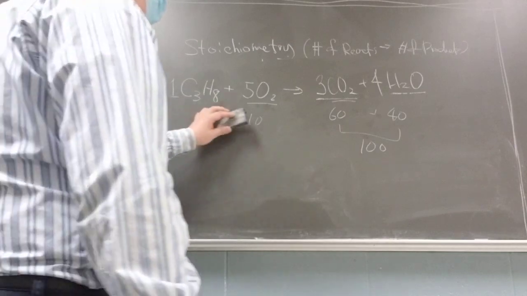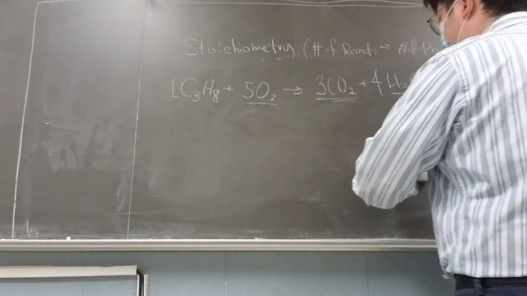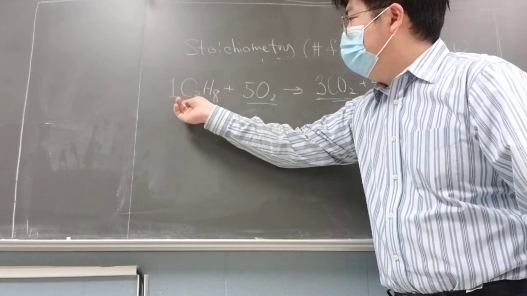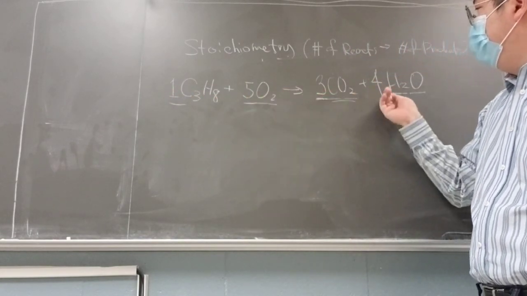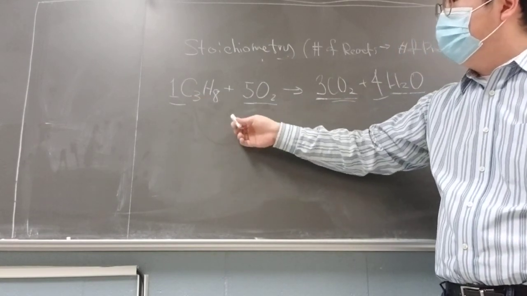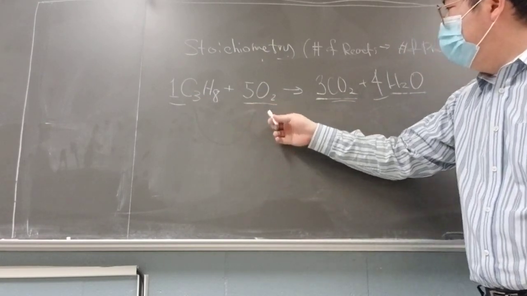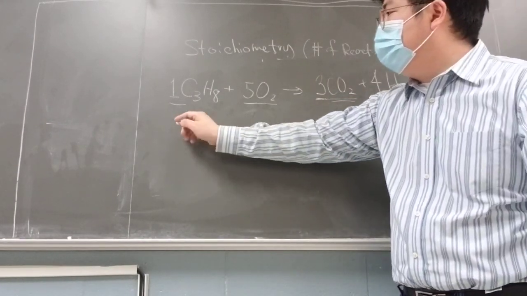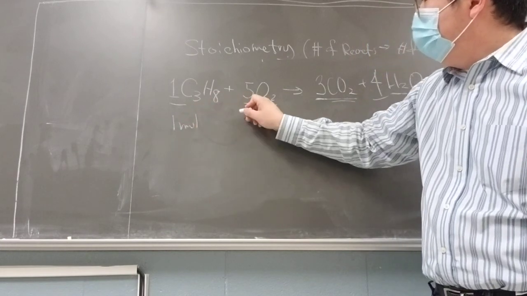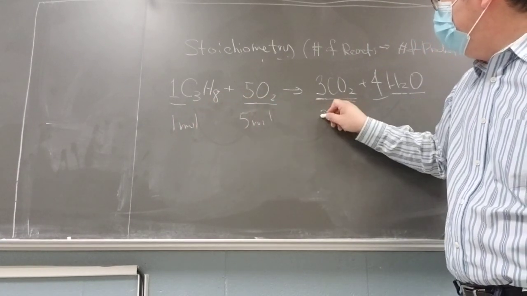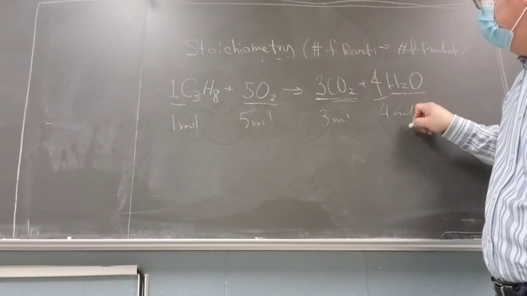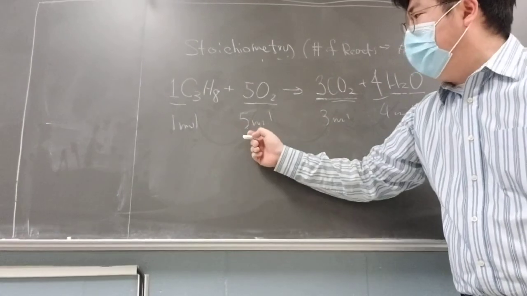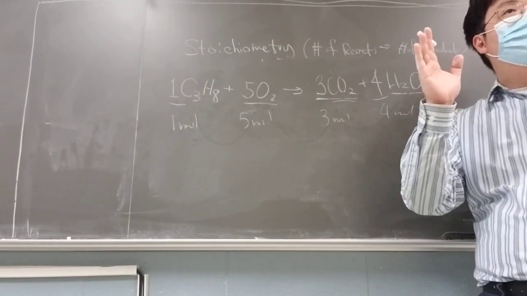But a little bit of a challenging problem is that this is more complicated when you think about it molar ratio wise. So this is the same as one propane goes with 5 oxygen molecules and will make 3 carbon dioxide and 4 water. And it's also the same if you think that 1 mole is interacting with 5 moles, 3 moles, and 4 moles. It's just the same as 1, 5, 3, 4. Because a mole is simply one big number.